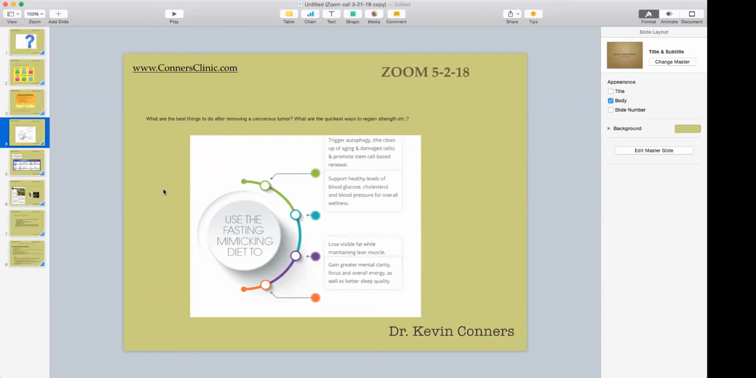The best way to heal from a surgery, if you have cancer, is to try to downregulate, keep a handle on IGF-1 and mTOR, and you do that through the fasting mimicking diet.